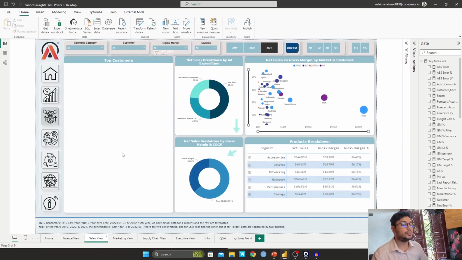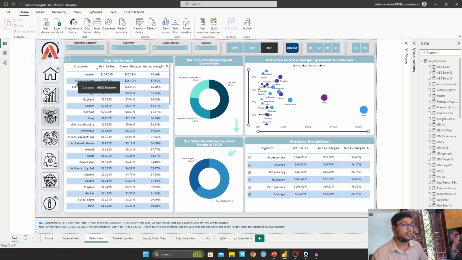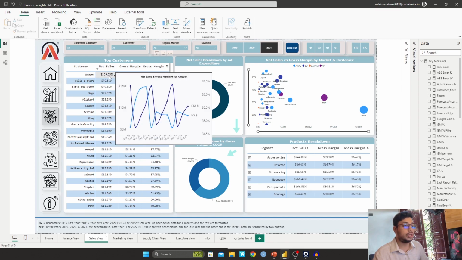Now in the sales view, the sales executive can see how the customers, different retailer stores, or the direct stores like exclusive stores are performing. They can hover on the data and see the trend, how the gross margin and the net sales are performing over the fiscal year. Like this is a monthly trend.